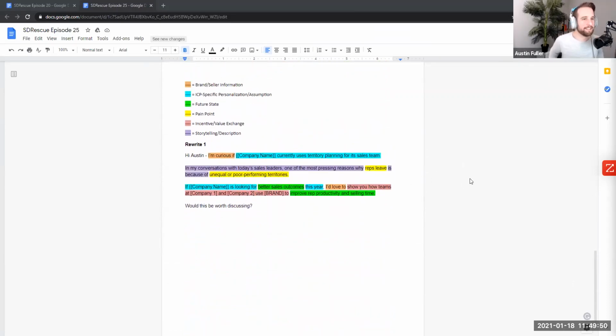Oh my goodness, so much smaller. All right. Hi, Austin. I'm curious if Newarks currently uses territory planning for its sales team. In my conversations with today's sales leaders, one of the most pressing reasons why reps leave is because of unequal or poor performing territories. If Newarks is looking for better sales outcomes this year, I'd love to show you how teams at this company and this company use us to improve rep productivity and selling time. Will this be worth discussing?